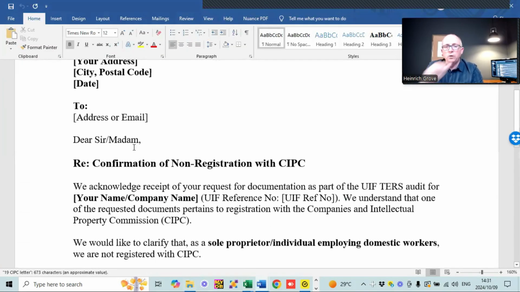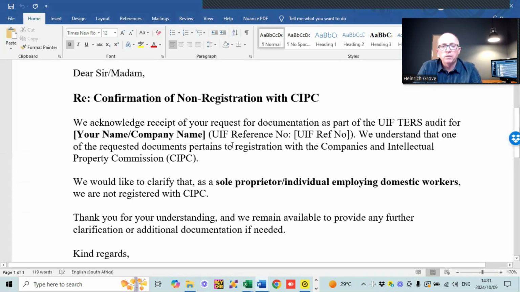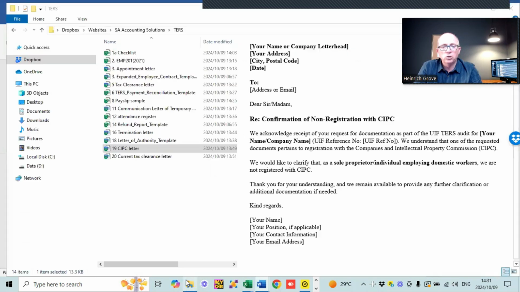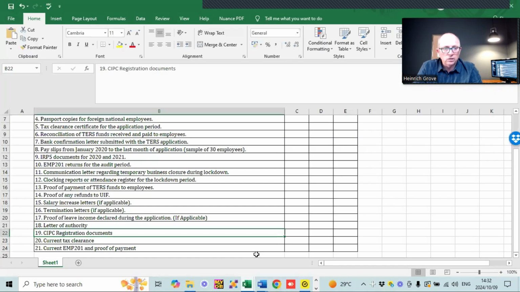So the CIPC letter, we just say we acknowledge the receipt of a request for the documents for my name, UIF number. We understand one of the requested documents is the registration with CIPC. We would like to clarify that as a sole proprietor or individual employing domestic workers, we are not registered with CIPC. So that is what you're going to do. You're just going to submit that document to them. Let's quickly see what else is there.